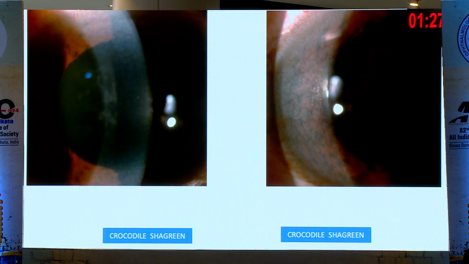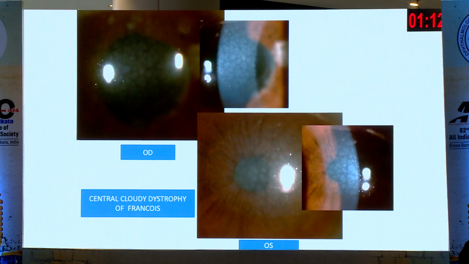Now these are the other innocuous, relatively innocuous in comparison to what we have already described. This is a crocodile shagreen. So the surgeries that you will be doing will be fairly regular. It is only the visibility which you have to deal with, like Dr. Mona will be describing in her surgeries with corneal scarring. This is a central cloudy dystrophy of Francois, in which you have the shagreen more in the center. So this is not a dystrophy as such which requires any kind of intervention for the corneal side.